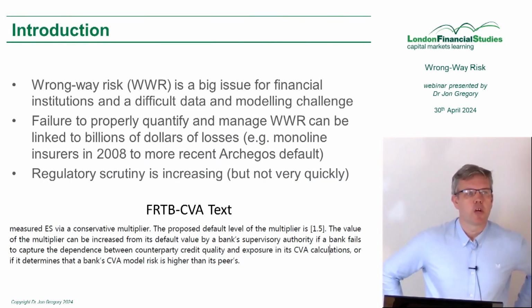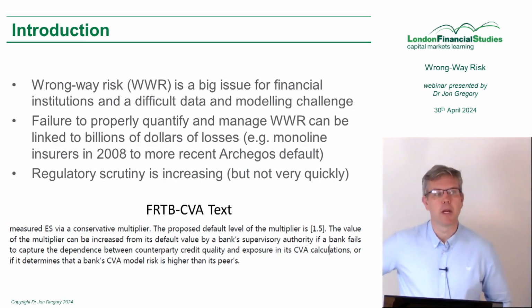So by way of introduction, wrong-way risk is a fairly big challenge for financial institutions and quite a difficult data and modeling problem. It's well known that the failure to properly quantify and manage wrong-way risk is generally linked to billions of dollars of losses over a number of years. So we could think back to the financial crisis in 2008 and monoline insurers as one example, or we could think about the more recent Archegos default as another example, which we'll look at in a minute.